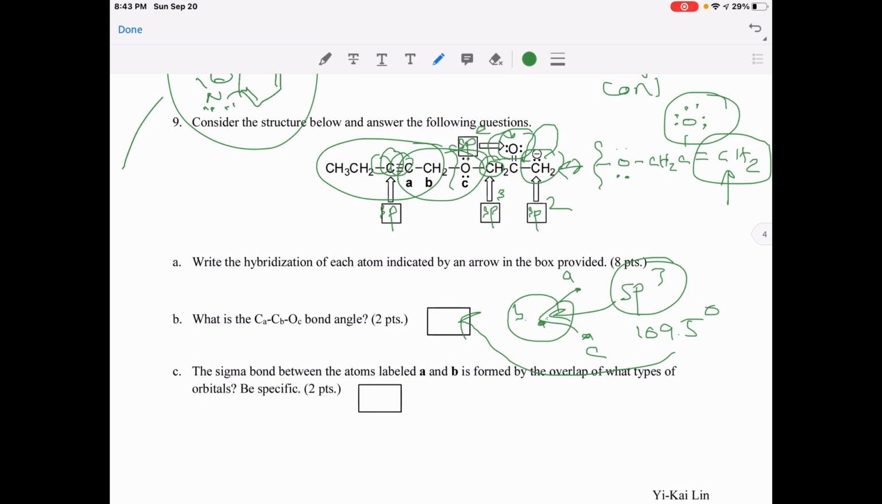For part C, it's asking us about what types of hybridized orbitals form the sigma bond between A and B. As we had already spoken about in the previous part, B is sp3 hybridized. Atom A, when we look at it, is just sp hybridized because it only has two electron domains, the triple bond on the left side and the single bond on the right side. So that means that the sigma bond in the middle is formed from an overlap of these two hybridized orbitals. So our final answer is just the overlap between these two orbitals.